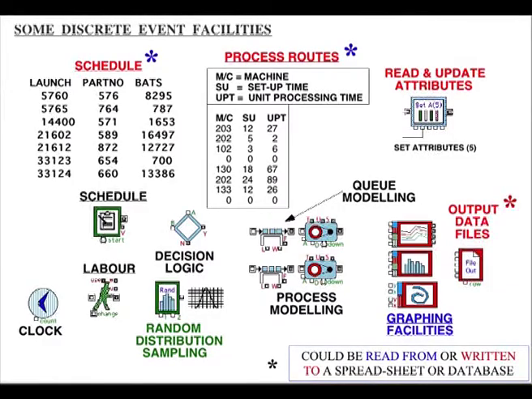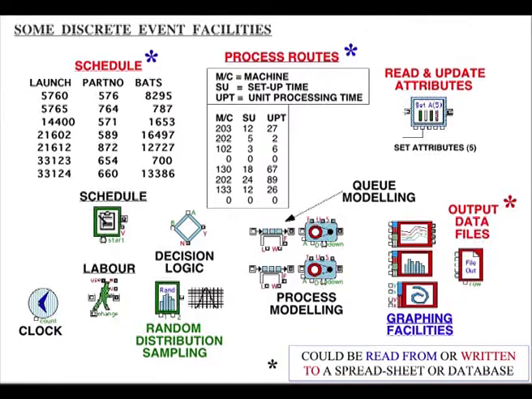So here we have a diagram showing the list of capabilities normally required in a discrete event system, as was shown in the ShowFlow systems video you've just seen. Some means to generate a schedule with a launch time, a part number and a batch size. A clock to measure time and to jump from event to event, as you've seen in the ShowFlow video.